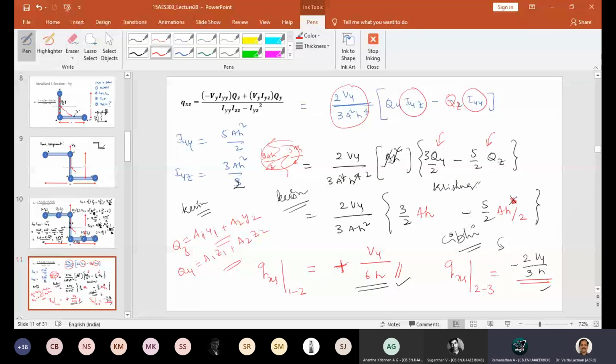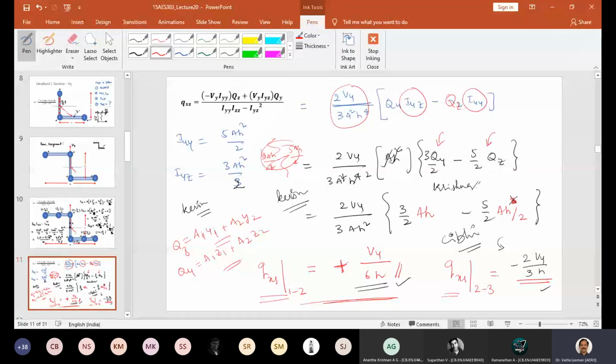Excuse me, sir. For QXX from 2 to 3, we should consider both the elements for area moment, no, sir? That's what I told. You see, I wrote here, QZ, QY: A1 Y1 plus A2 Y2. That is right actually. One has to be positive, one has to be negative. That's the reason I keep on asking what happened.